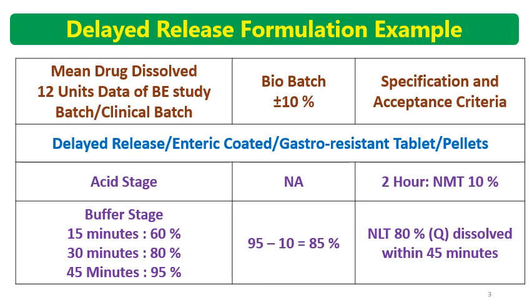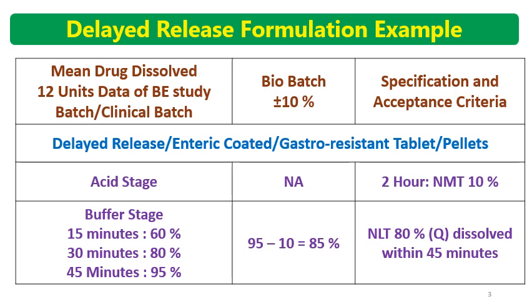Then come to the buffer stage. If you observed 60% release in 15 minutes, 80% release in 30 minutes, and 95% release in 45 minutes, and that batch is bioequivalent or it is a clinical batch, you are required to give minimum 80% release for the Q point. So at 45 minutes you can deduct 10 from 95, which gives you 85%, and that's why not less than 80% Q dissolved within 45 minutes can be given as the specification.